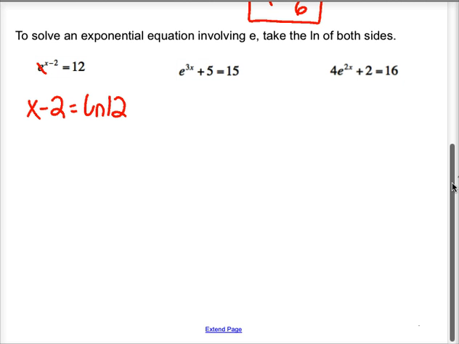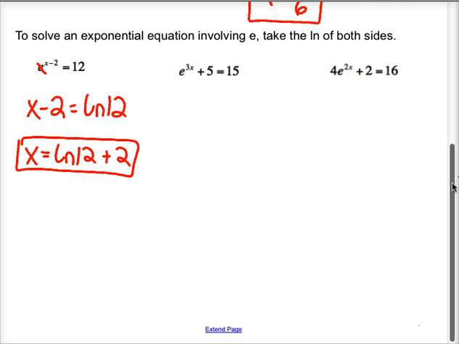So, kind of interesting. That actually makes it a little bit easier for us. So, natural log it. So the opposite side gets natural logged. The e just goes away, and you're just left with your exponent. So that's kind of the new thing for this one. It's actually easier than what you've been having to do before. Add 2 to both sides. And there's our answer.